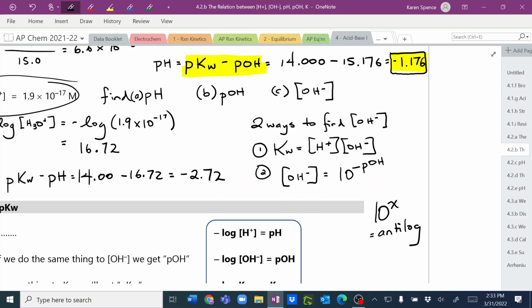Okay, so why don't you try this second method, because that's kind of something new to do on your calculator. So you're going to have 10 to the negative, oh, except that it was negative 2.72, so you're going to say positive 2.72.